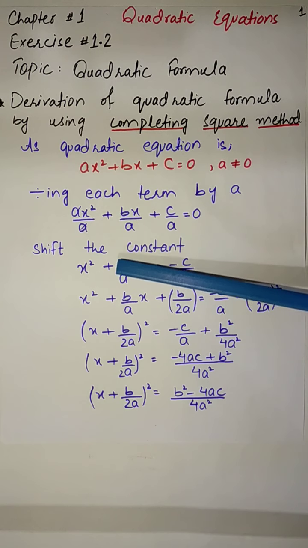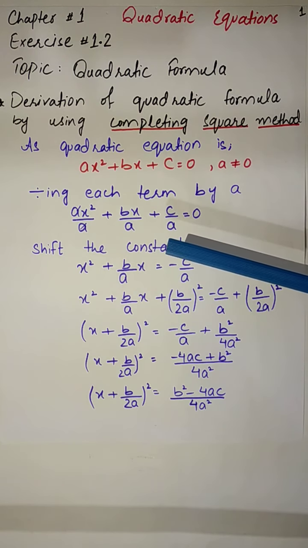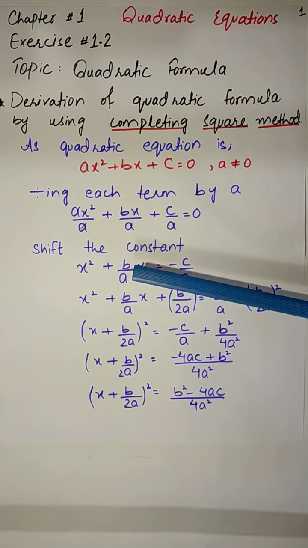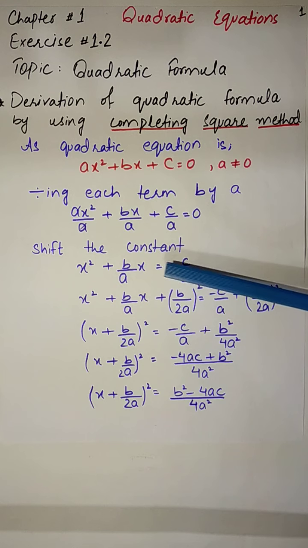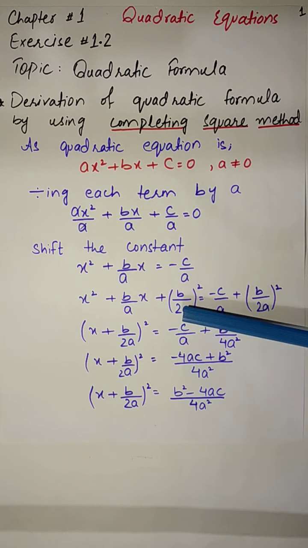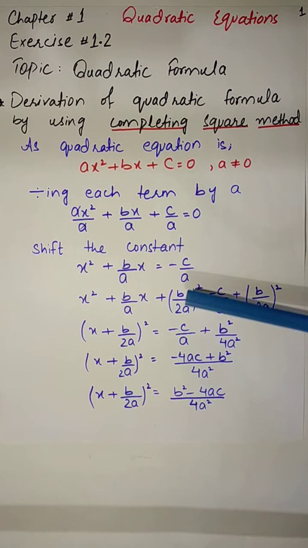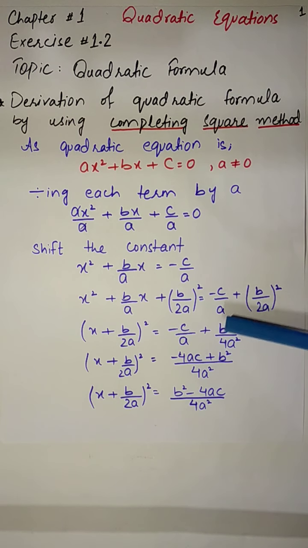So what is the coefficient of x? First see that b by a is the coefficient of x. It means first of all we have to find the half of this. So as I told in the previous lecture, you have to find the half by dividing the value by 2, or you can multiply the fraction with 1 by 2. So when you will multiply b by a with 1 by 2, you get b by 2a. So b by 2a is the half of this coefficient. So you will add the square of this value: x square plus b by a x plus (b by 2a) whole square, and you will add this term on the second side also, is equals to minus c by a plus (b by 2a) whole square.